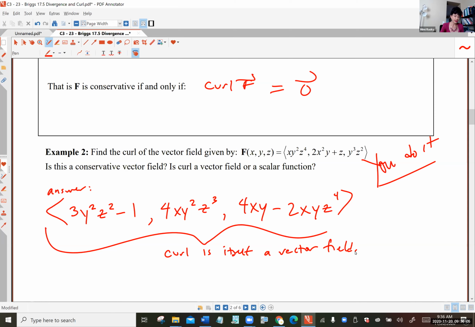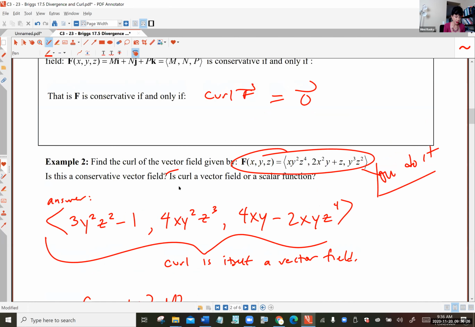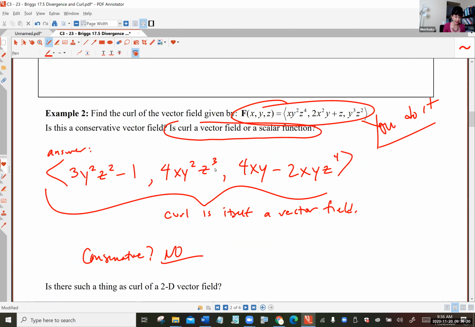So is this the original vector field? Is it conservative or not? Yes or no? No, it is not, because you get the zero vector. If you had gotten the zero vector for curl, then it would have been conservative. So this question: is curl a vector field or a scalar function? It is a vector field. Just know that.